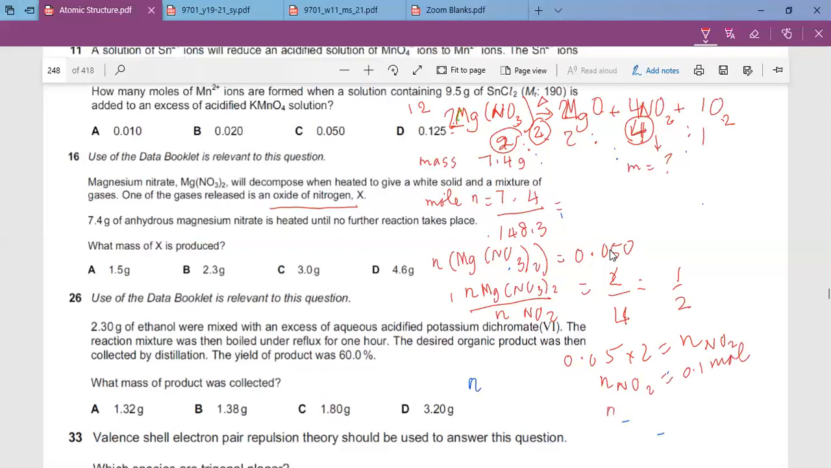Now moles equals mass over Mr, so 0.1 equals mass over the Mr of NO2. I got it down here: NO2 is 14 plus 32. 14 plus 32 is how much? 46. So the mass is 4.6 grams. All right. Okay, next one, still on heating of nitrates.